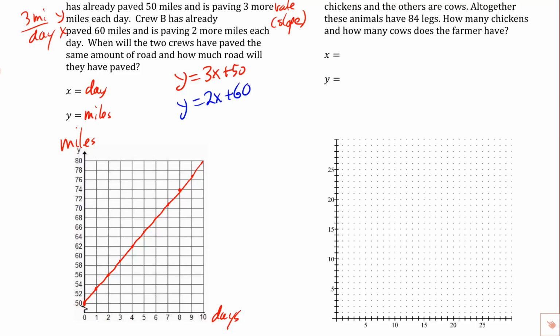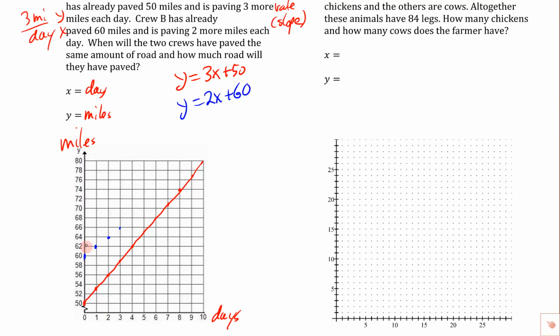Let's take a look at the next one and see what happens here. This one, they started out at 60 miles, and then they're doing 2 miles per day. So the rate is 2 miles per day. So 2 miles in 1 day, 2 miles in 1 day, 2 miles in 1 day.